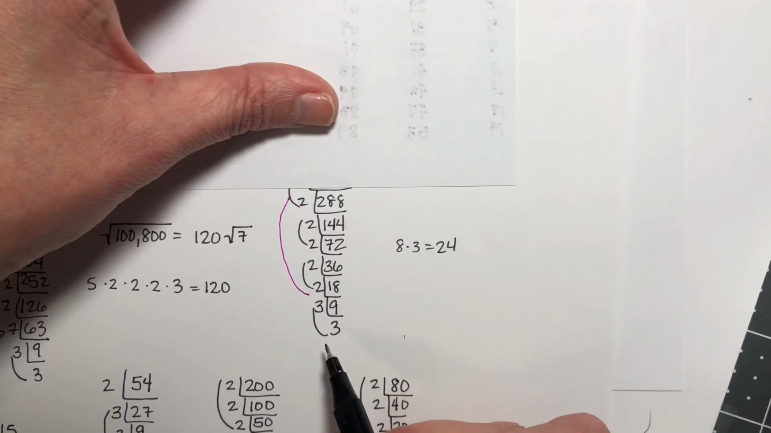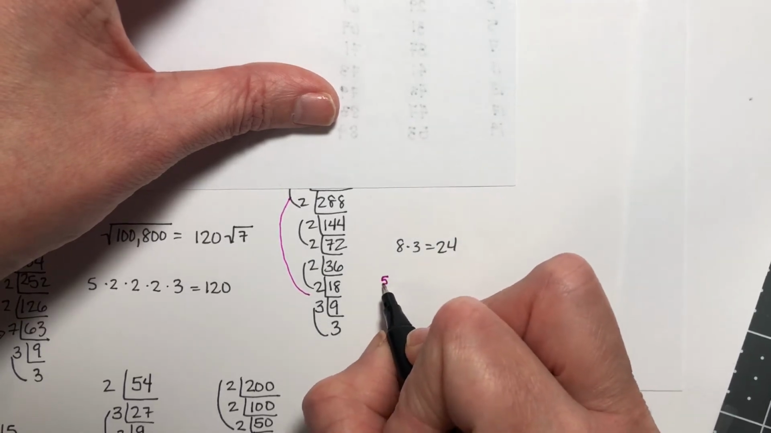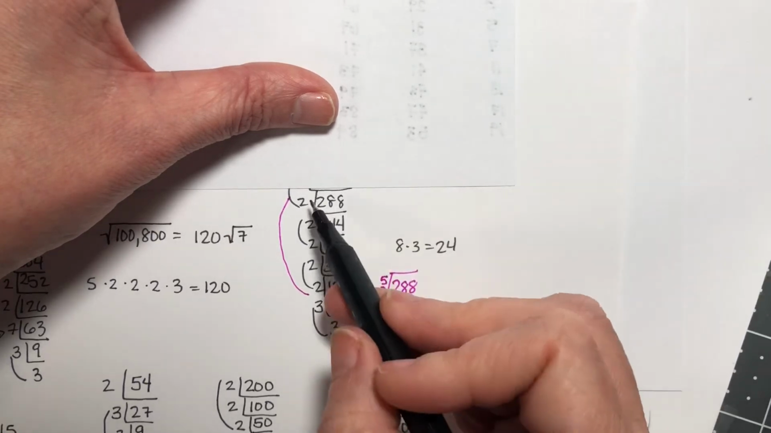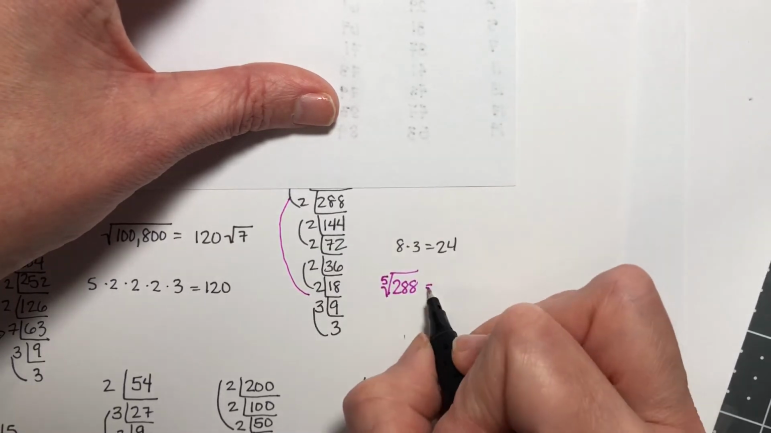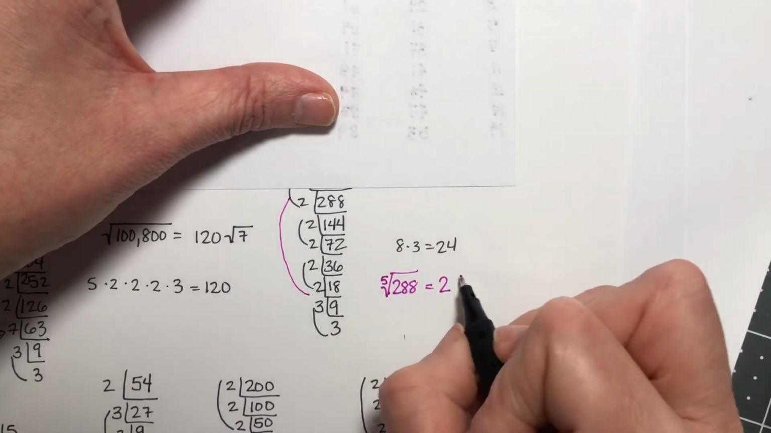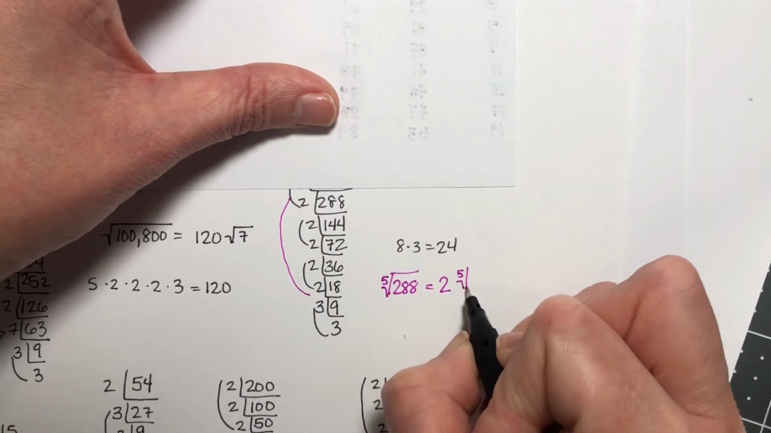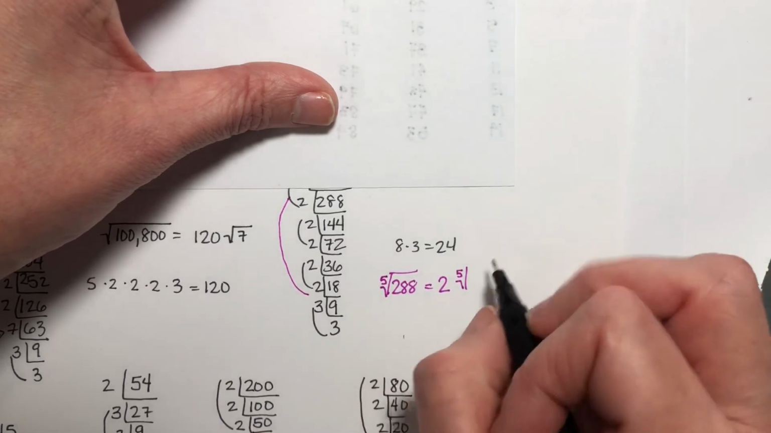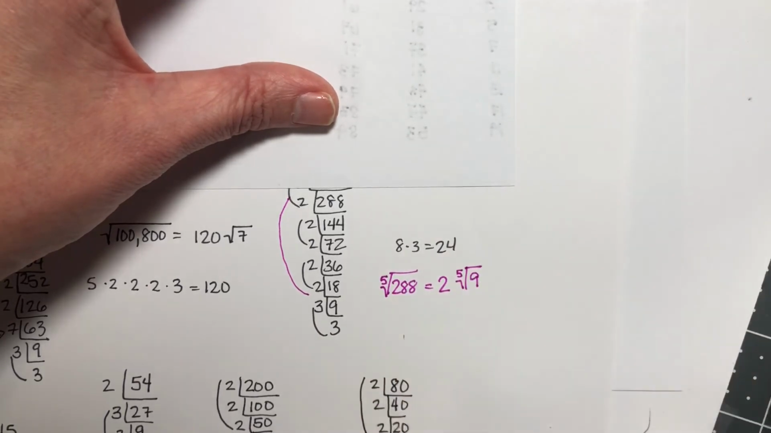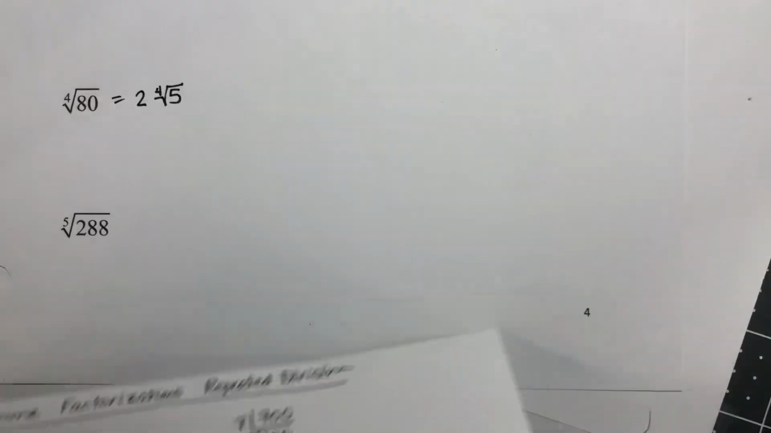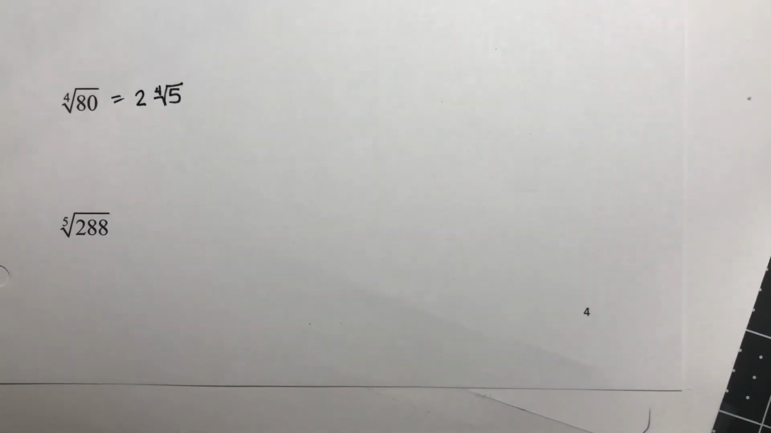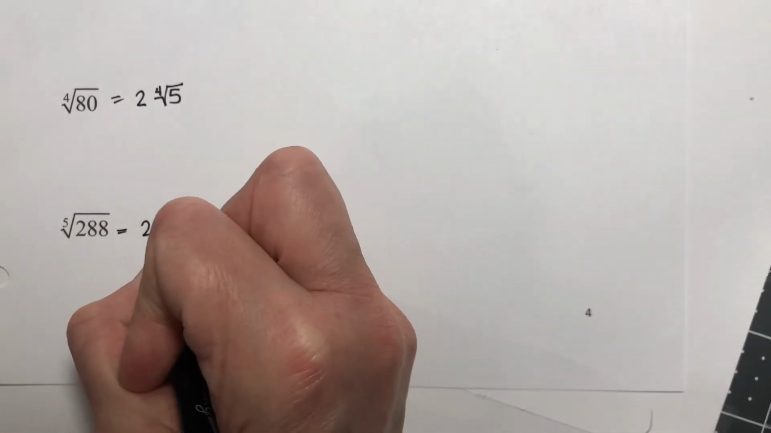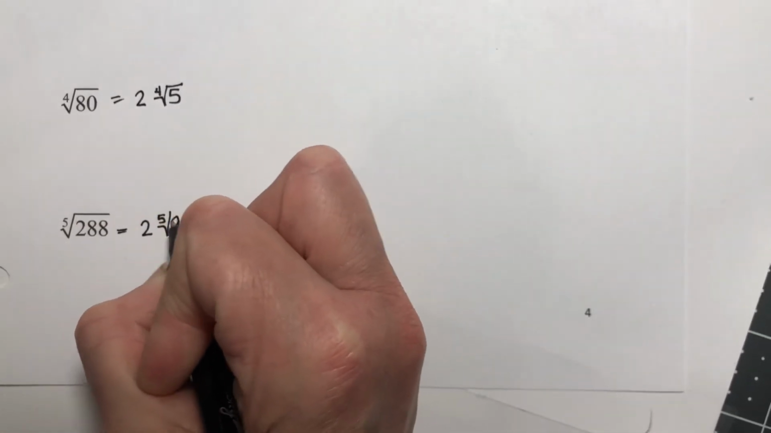They don't make up 5 of a kind. So if I'm looking for the 5th root of 288, I have 5 2's, so a 2 comes outside. It is still a 5th root. 3 times 3, I don't have enough to go on the outside, so I multiply those back together to get a 9. So the 5th root of 288 is 2 times the 5th root of 9.